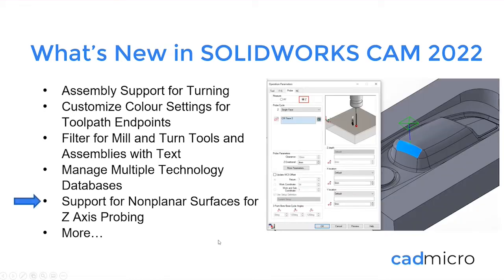And then the last option I have shown in here is the support for non-planar surfaces for the Z-axis probing. So previously, the Z-axis would just be a point in the Z direction. We can now actually use non-planar surfaces. So you can see the surface that's been selected here, and it'll actually pick the topmost point of that Z face in the Z direction, and use that for the probing. So it's a new enhancement as well for 2022.